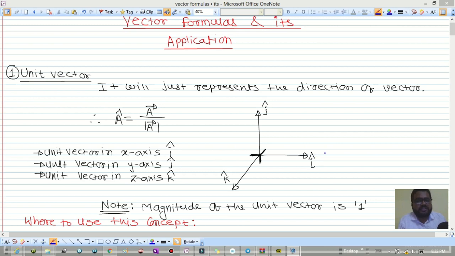So in today's video, we will be dealing with vector formulas and their applications. In this, we have the first formula related to the unit vector. And what is a unit vector? It will just represent the direction of a given vector, right?